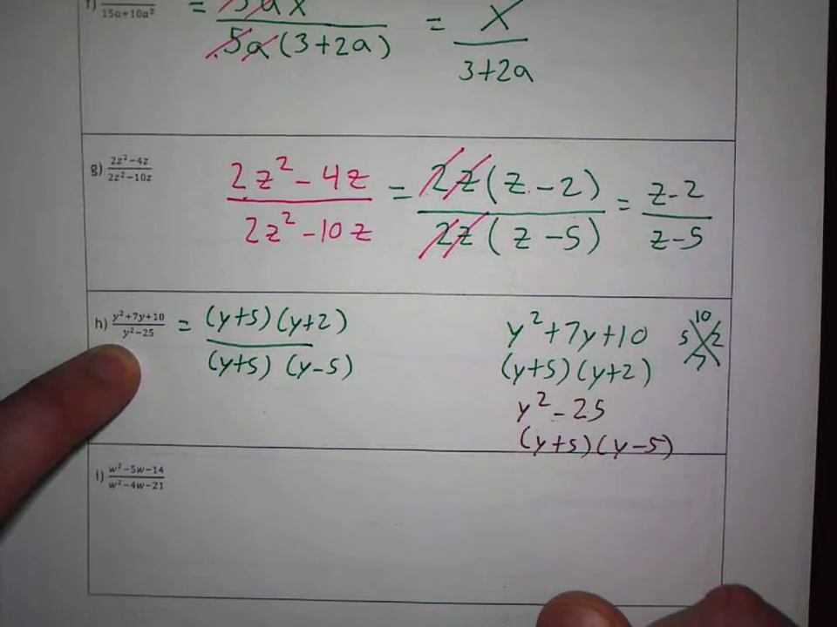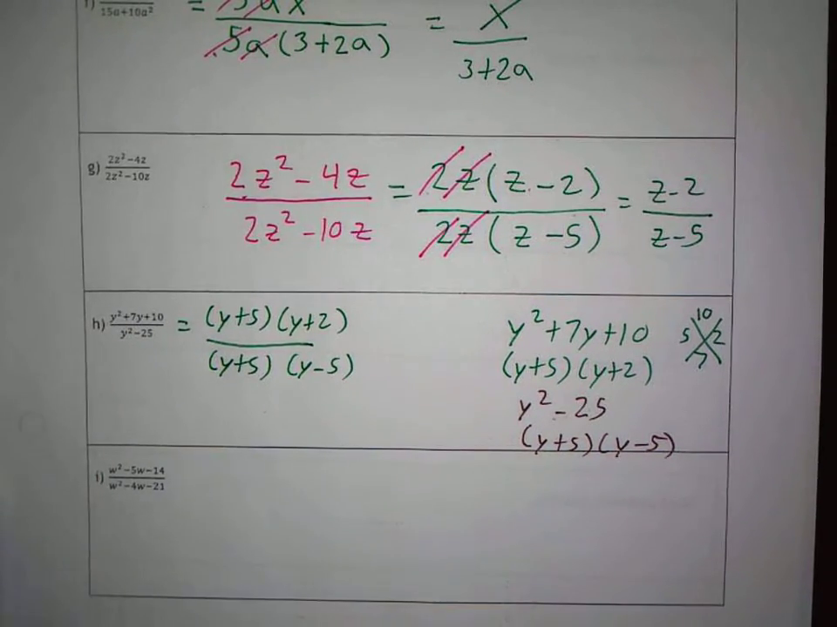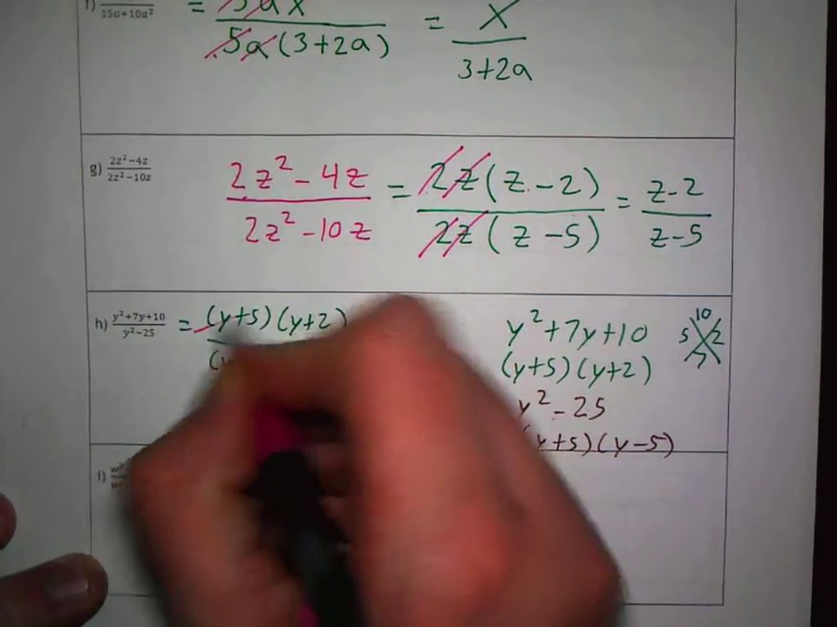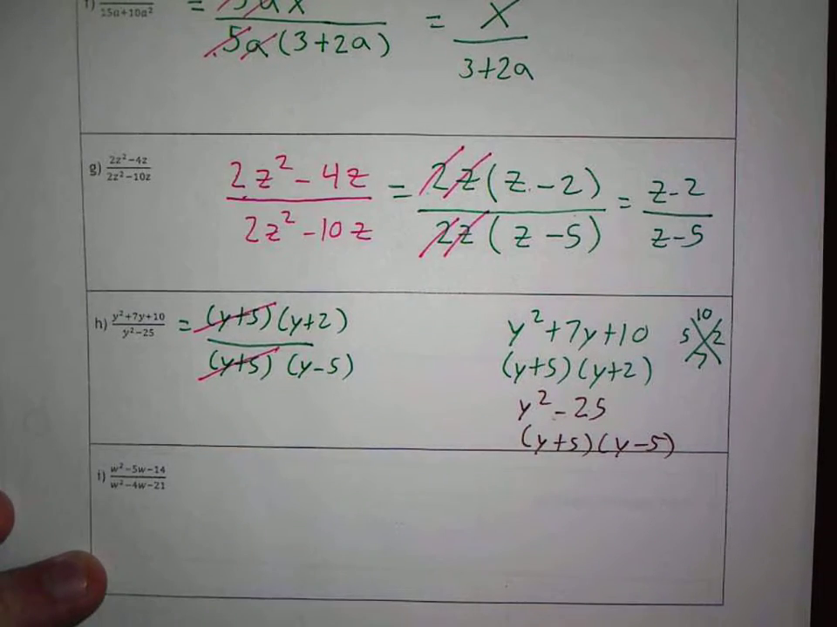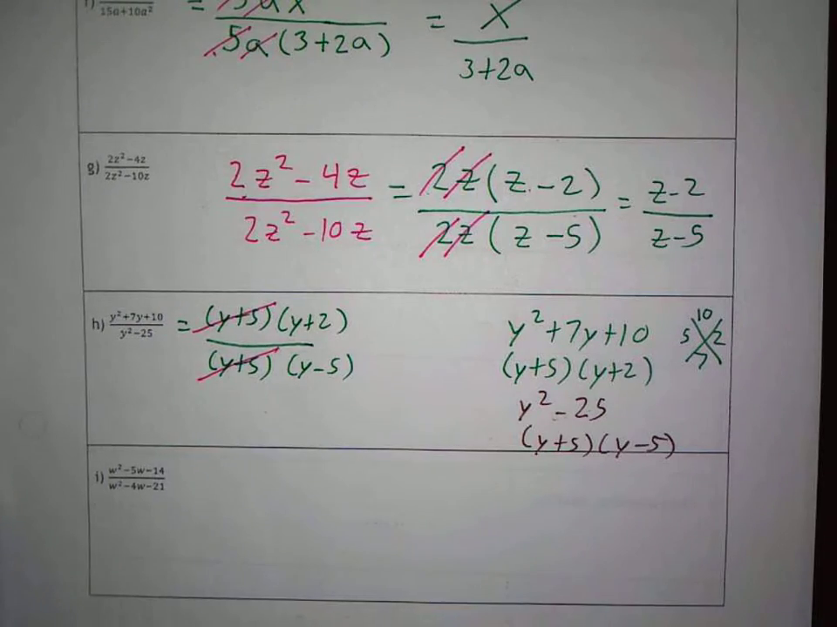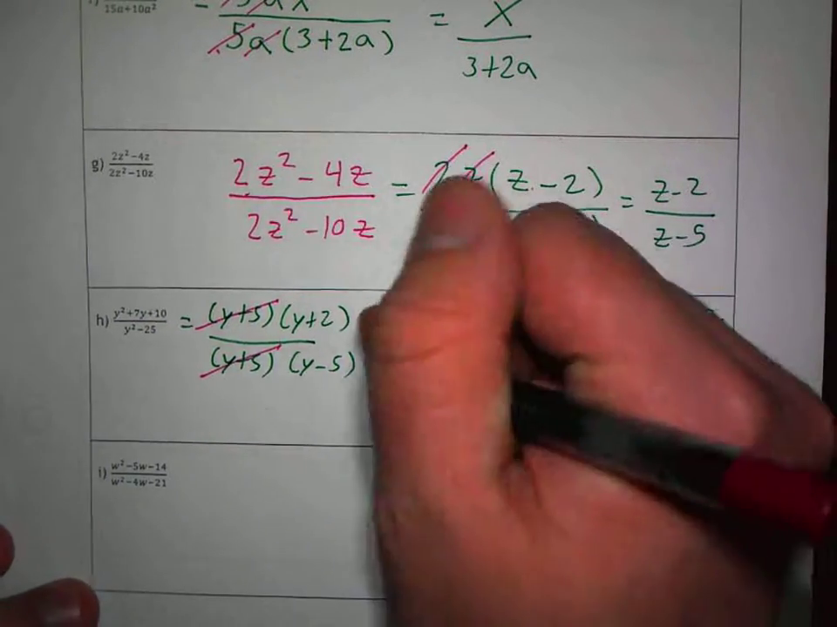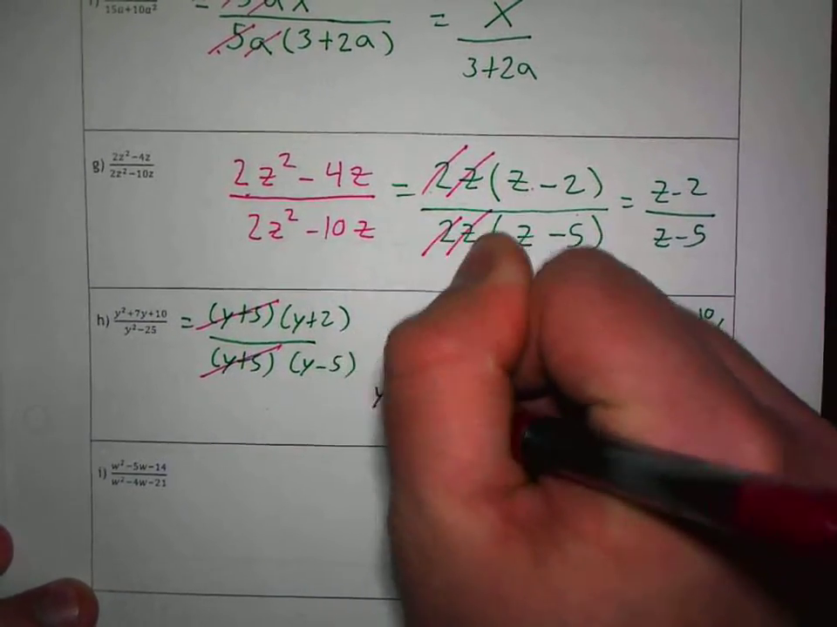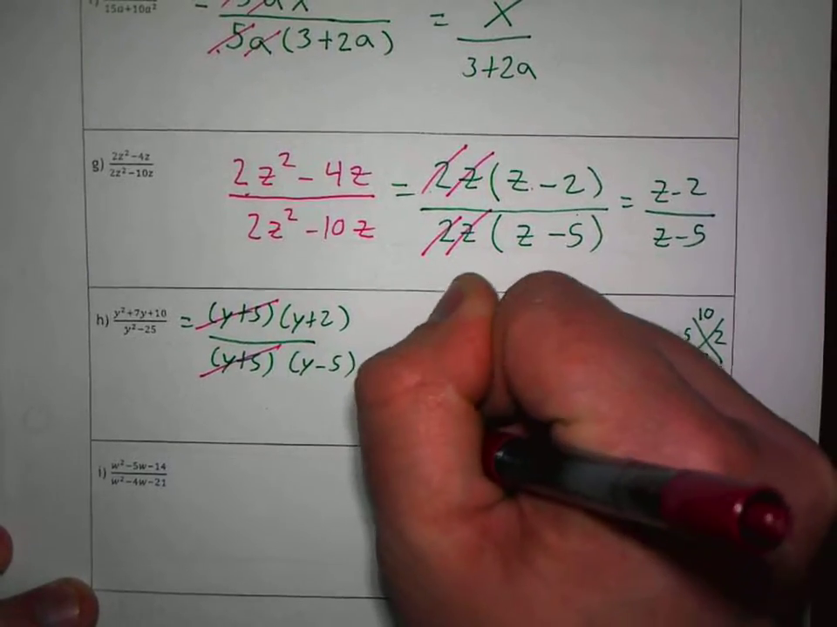Are there any common factors? Y plus 5. Any other common factors? No? So then my answer would be y plus 2 over y minus 5.